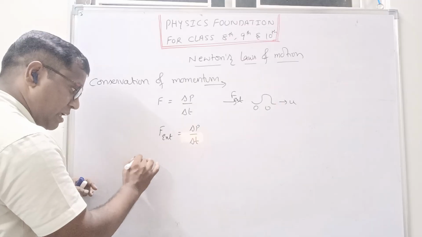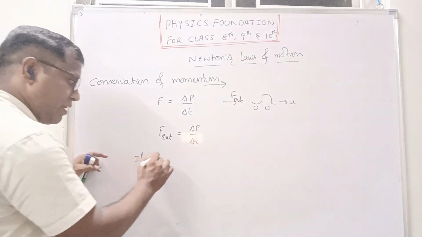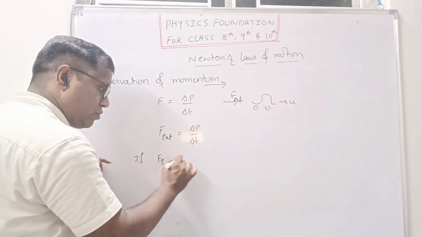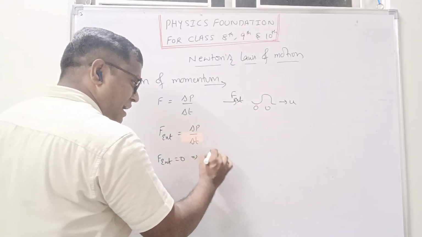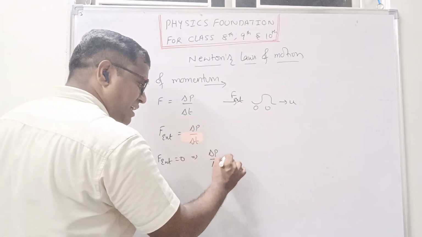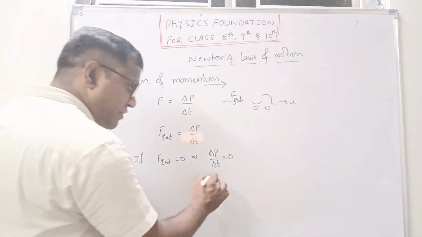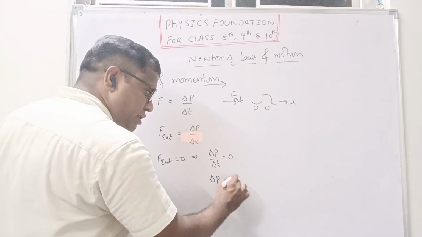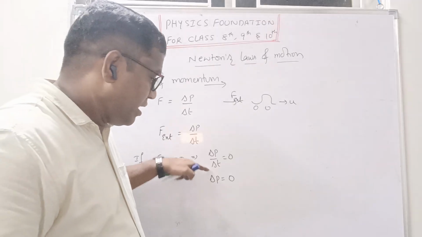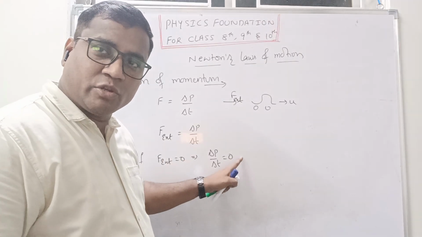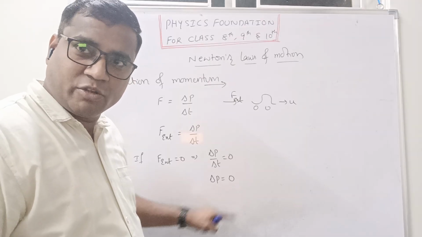Very, very important: if F external is equal to 0, then what will happen? That implies delta P by delta T is equal to 0, which means delta P is equal to 0. Why? Because delta T is in denominator, it goes to the other side, and multiplying with 0, it becomes 0. Delta P is equal to 0.